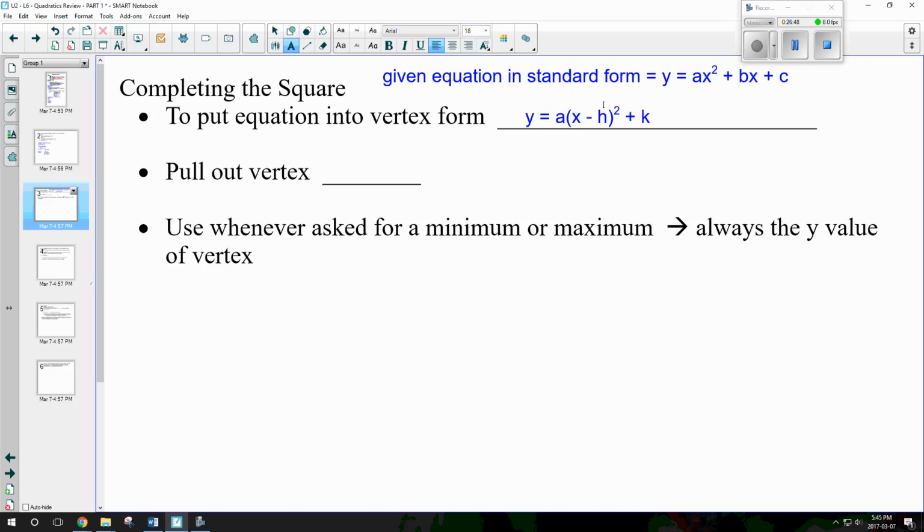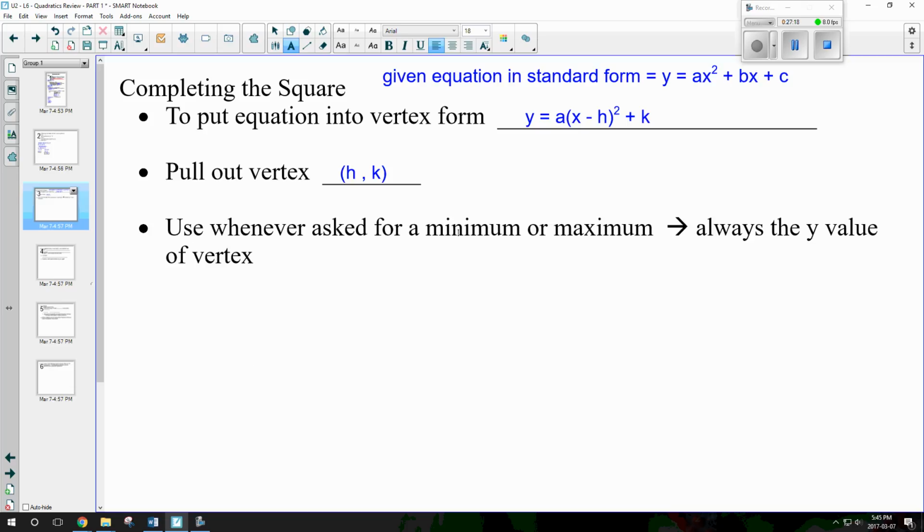But we want it in vertex form to complete the square. Once we've put it into vertex form by completing the square, we can pull out our vertex, which, remember, is just the h. The sign has to change. So if it's a negative inside the brackets, it becomes a positive outside the brackets, and vice versa. And then our second letter, our y value, is always the k value, and the sign stays the same since it's not inside brackets.